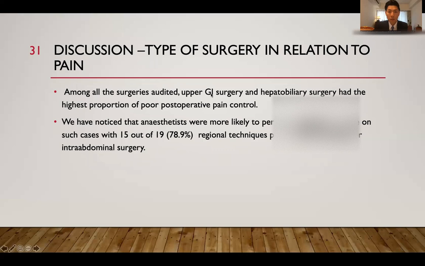Okay, as mentioned, upper GI and HBP surgery has a high proportion of poor postoperative pain control. And we have also noticed that anesthetists are more likely to perform regional techniques on these cases, because of high-level evidence showing that this group of patients are most prone to postoperative pain.